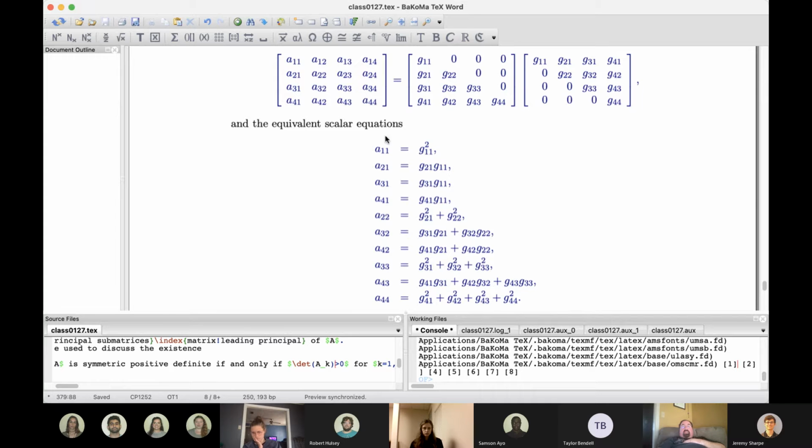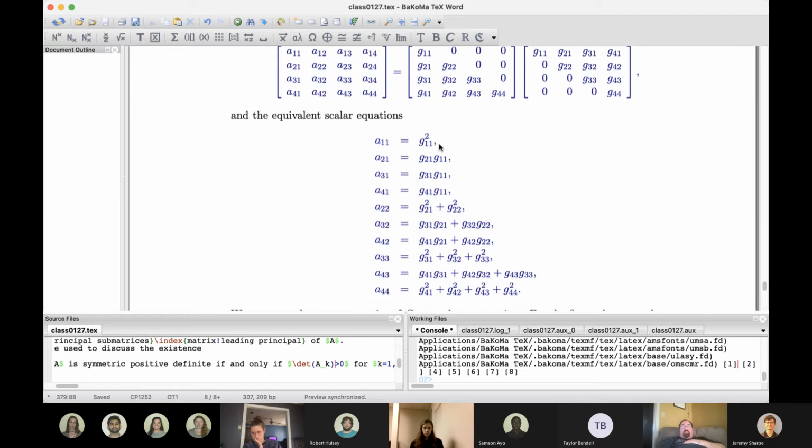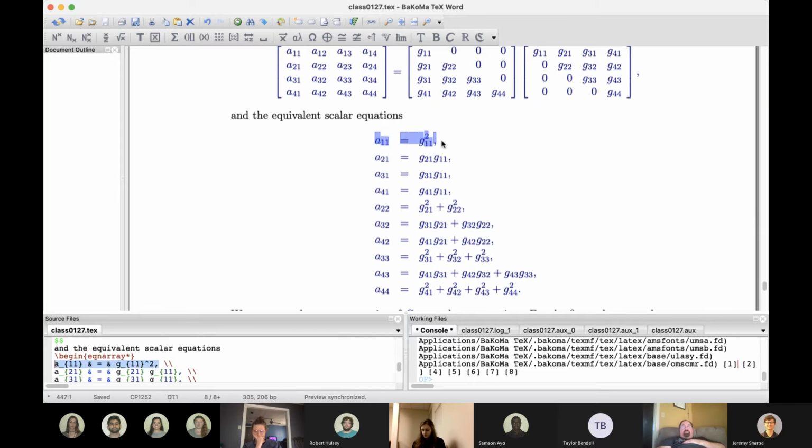So this is how the entries of A relate to the entries of G. I can use these equations to solve for all the entries of G. I just have to go in the right order. A natural starting point, of course, is this. It gives me G11.